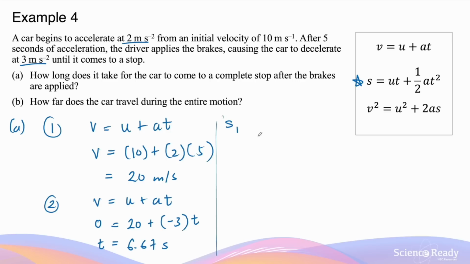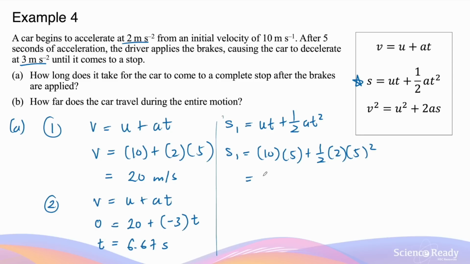Let's call that S1, the first interval, equals ut plus half at squared. S1 is equal to the initial velocity of 10 meters per second times the time in the first interval, 5 seconds, plus half times 2 for the acceleration times 5 squared. The displacement covered in the first interval is 75 meters.